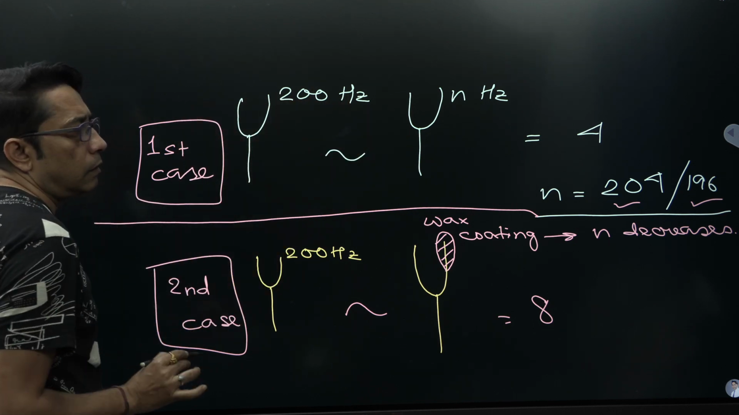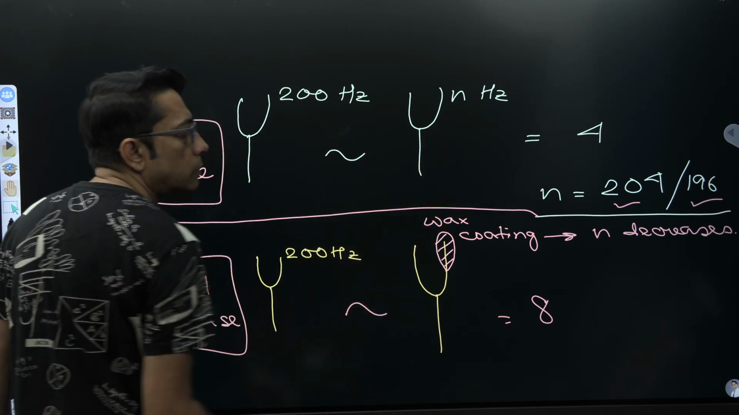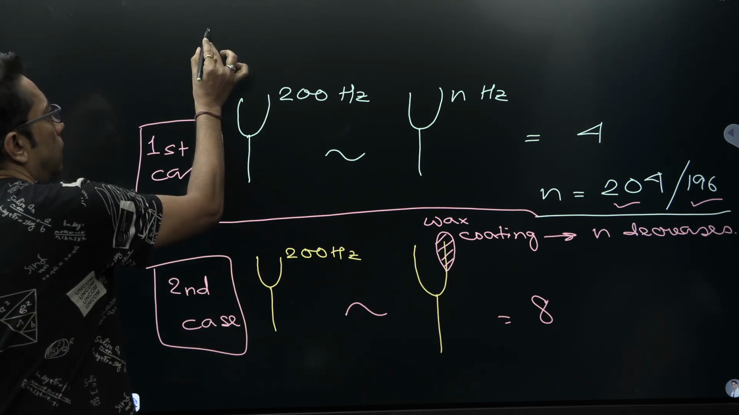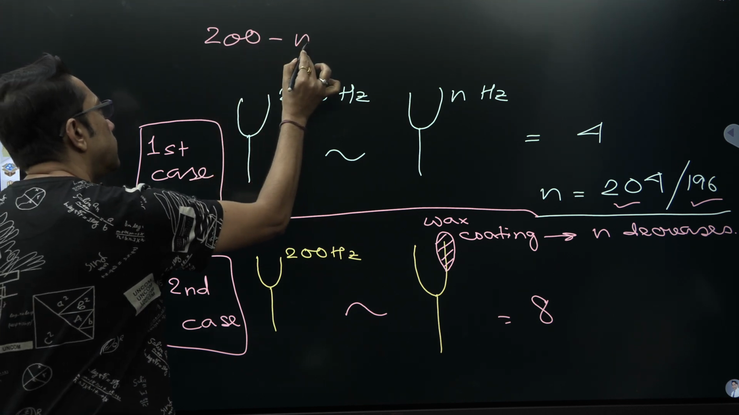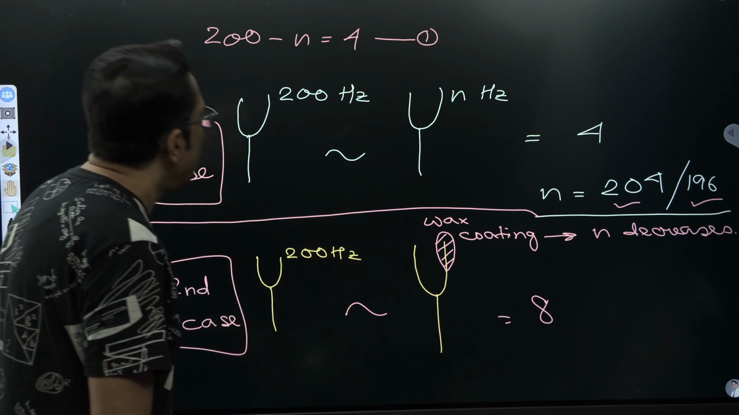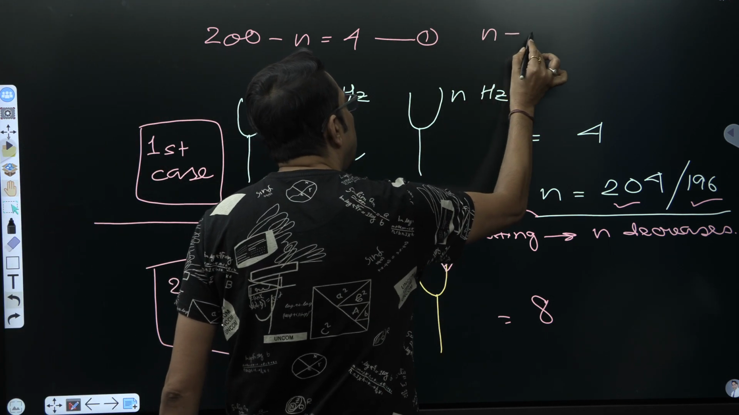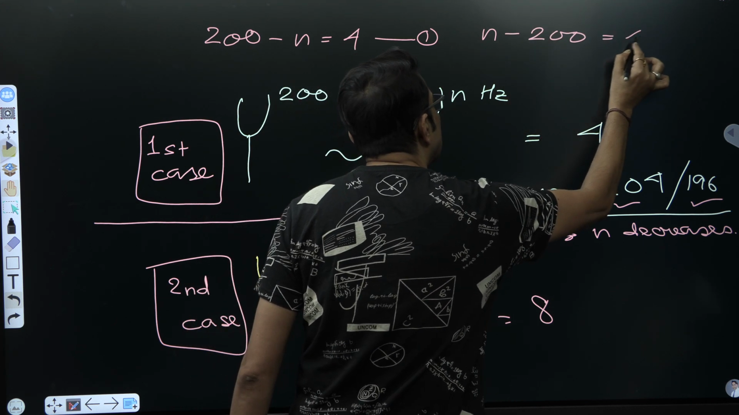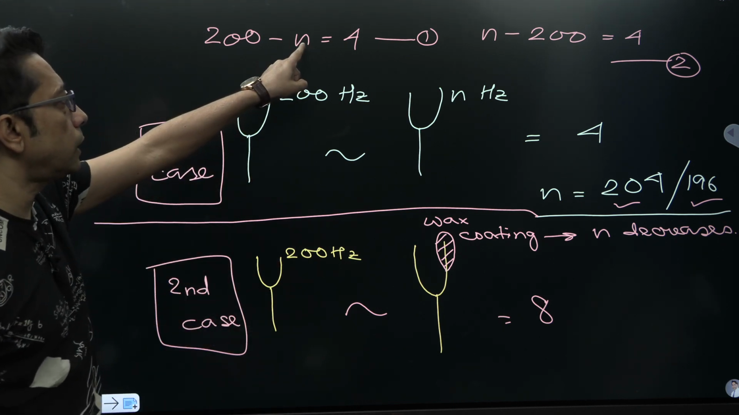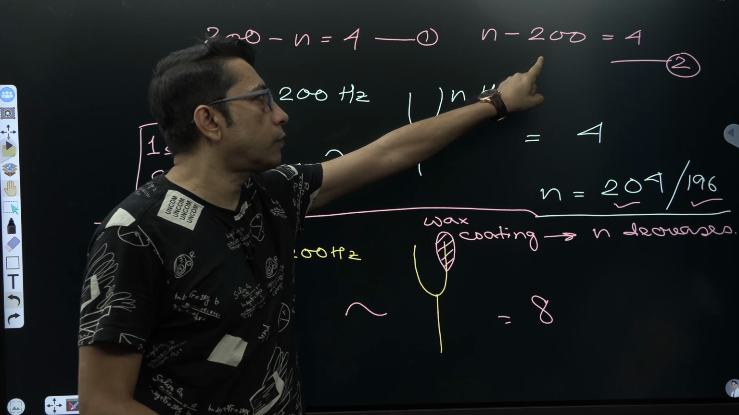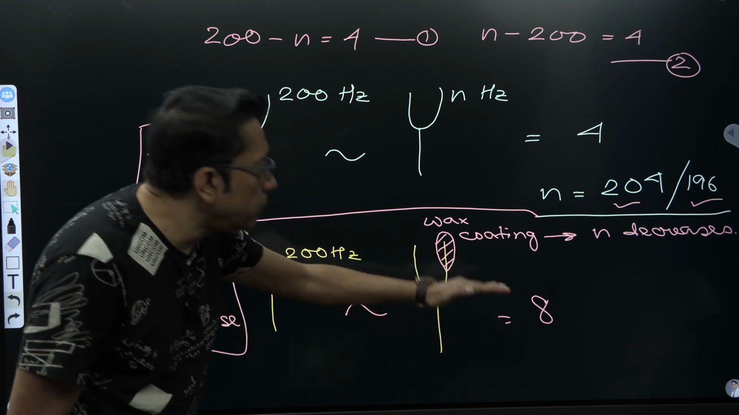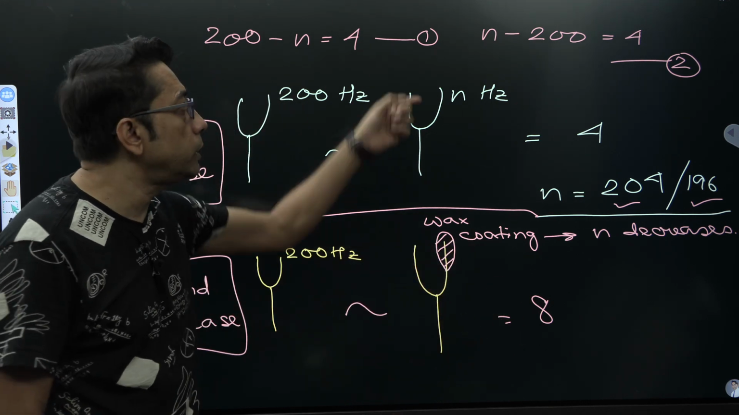From the given condition, that is these two tuning forks are producing 4 beats, we can write either 200 minus n equals to 4, equation 1, or we can write the reverse, n minus 200 equals to 4. These are the two equations. If you find n from this equation, n will come 196. If you find n from this equation number 2, n will come out to be 204. Now, second experiment will only help us to take the decision which one is correct.